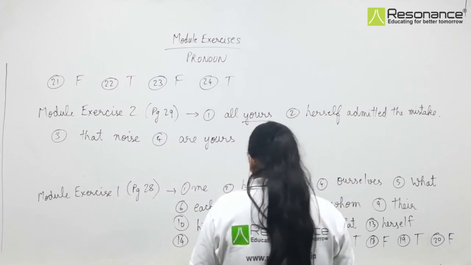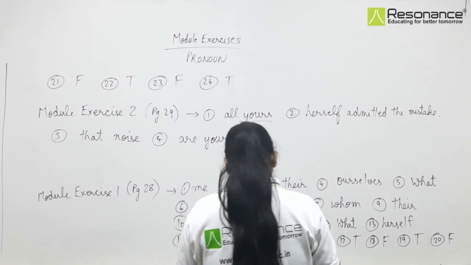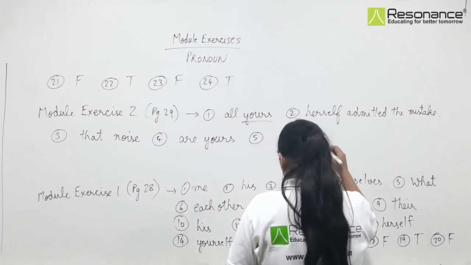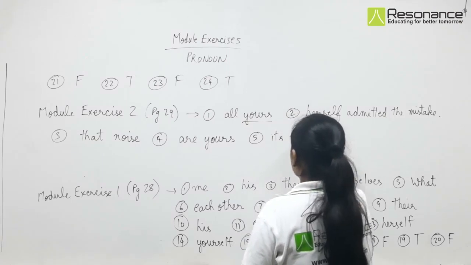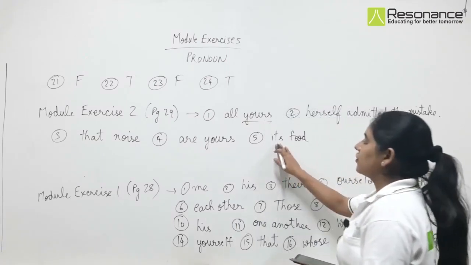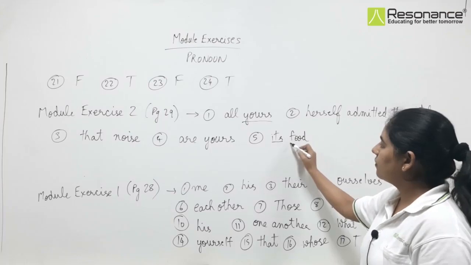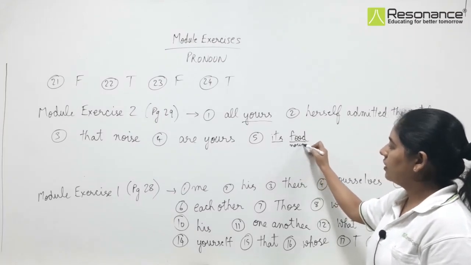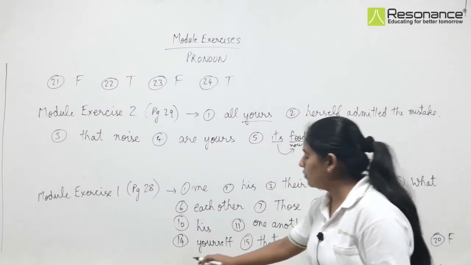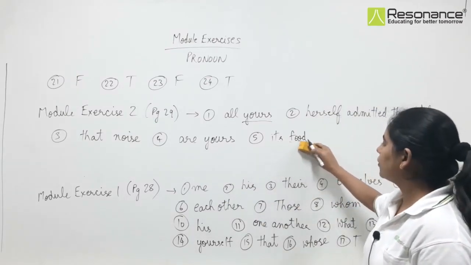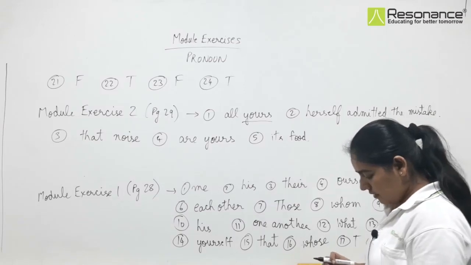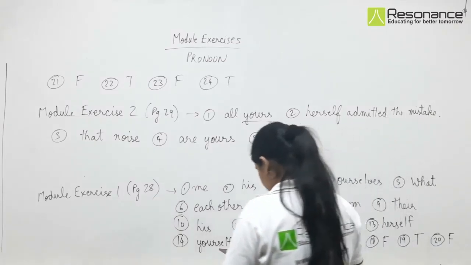The lion ate its food. The lion ate its food. So here we will use possessive adjective, its, and then you will see food, which is a noun. So its is followed by a noun food. So its is a possessive case of adjective. Fine. So in fifth question, option number A is the answer.